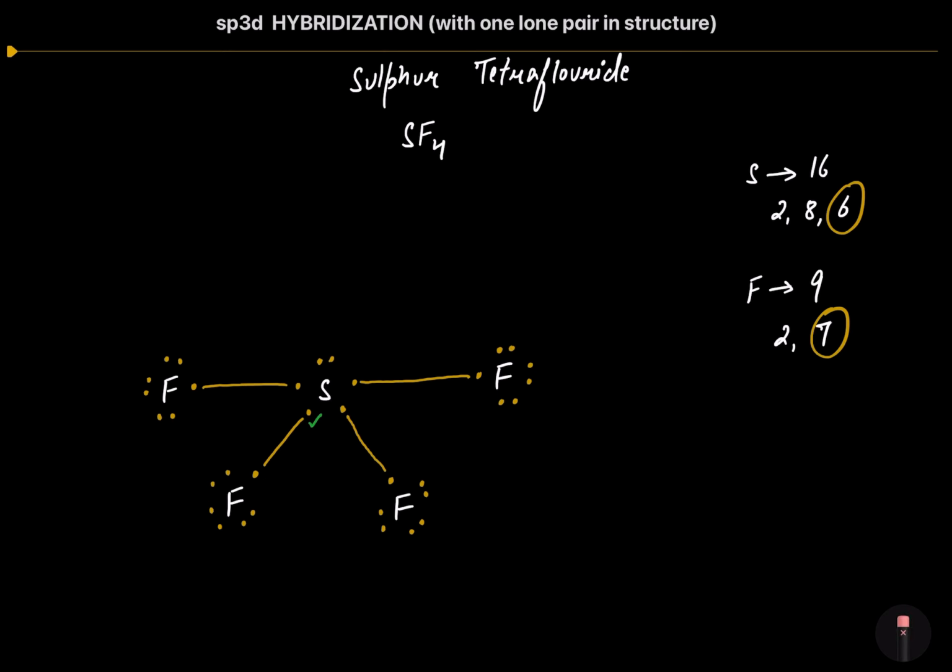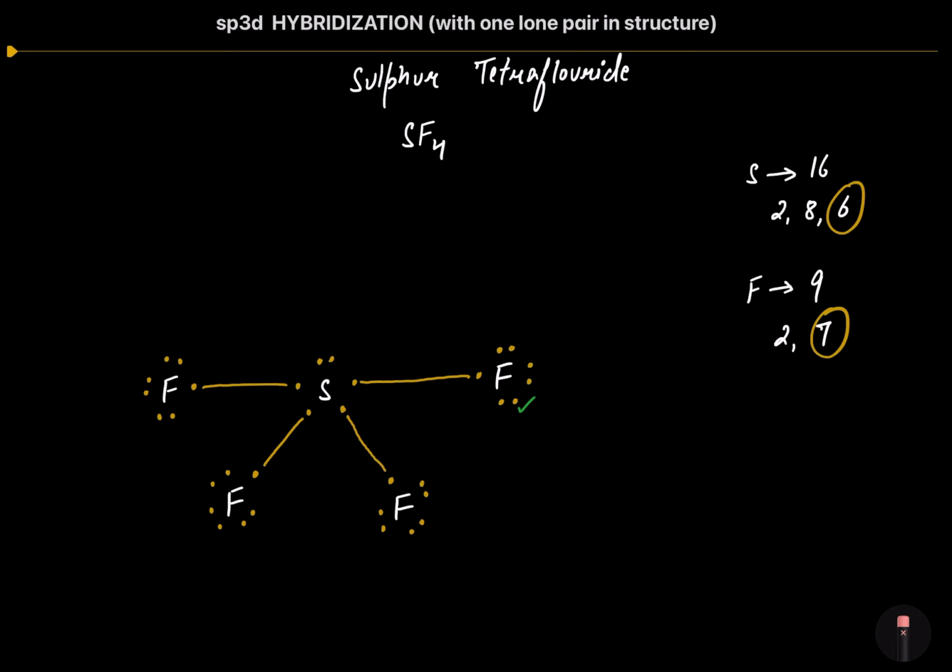Now let's count the number of valence electrons for the third fluorine after the formation of 1 bond. The third fluorine has also attained octet, that is 8 electrons, after the formation of 1 bond with the sulfur. Now let's count the valence electrons for the fourth fluorine. So the fourth fluorine has also attained octet, that is 8 electrons in its valence shell, after the formation of 1 bond with the sulfur.